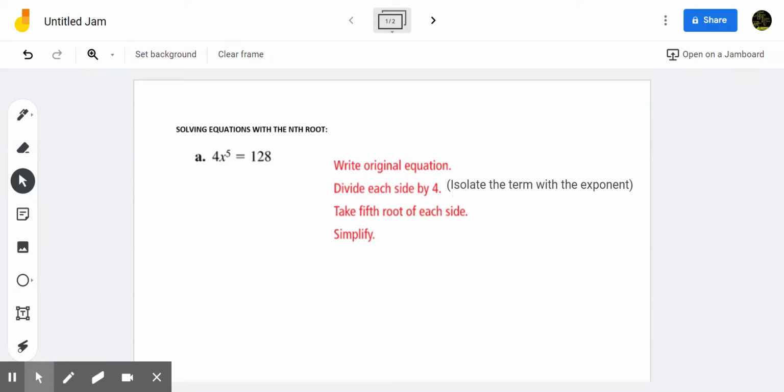Okay, so we are going to look at solving equations with the nth root. This is going to be similar to when we were solving quadratic equations, because you took them when they were raised to the second power. Now we're going to see how we solve if they're raised to other powers.